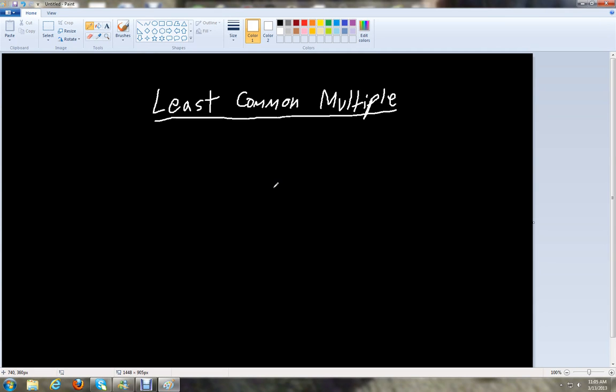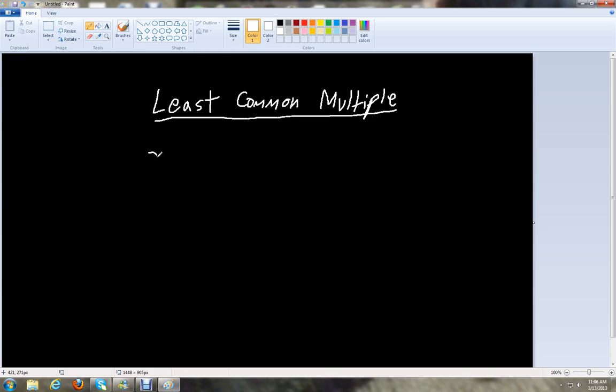So, if we have, let's say, two numbers, we could have three numbers, and we want to find the least common multiple of all two or three numbers. That means we have to find the smallest number that is a multiple of all the given numbers. So, let's start off with a simple example.